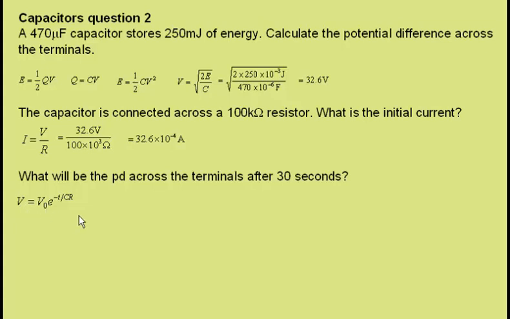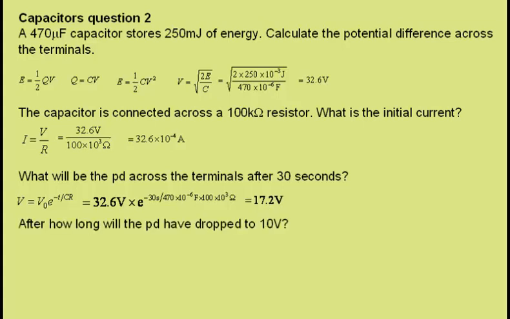Now, the V naught was 32.6 volts, the initial voltage, the time 30 seconds, the capacitance 470 microfarads, and the resistance 100 kilo ohms. This gives a potential difference after 30 seconds of 17.2 volts.